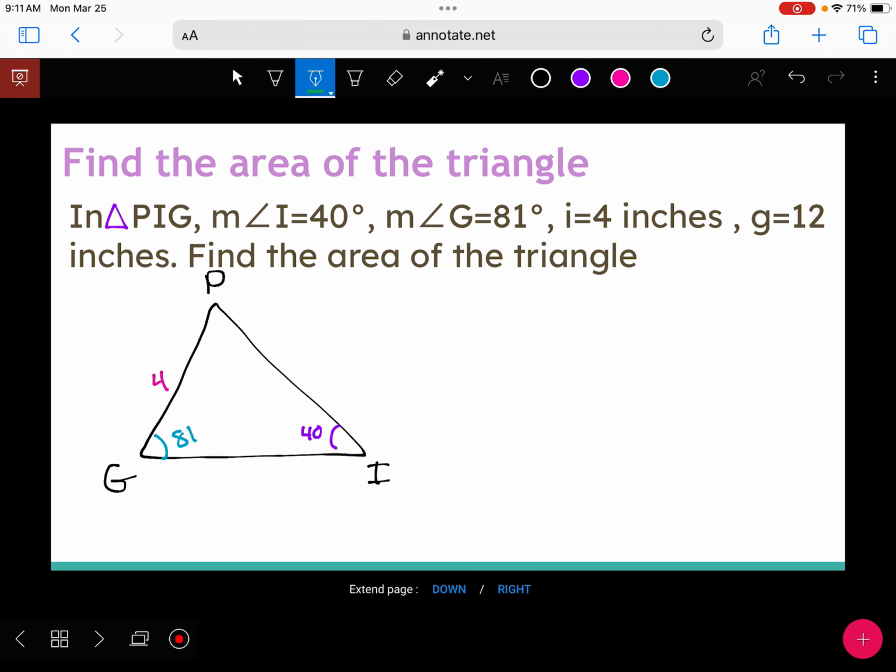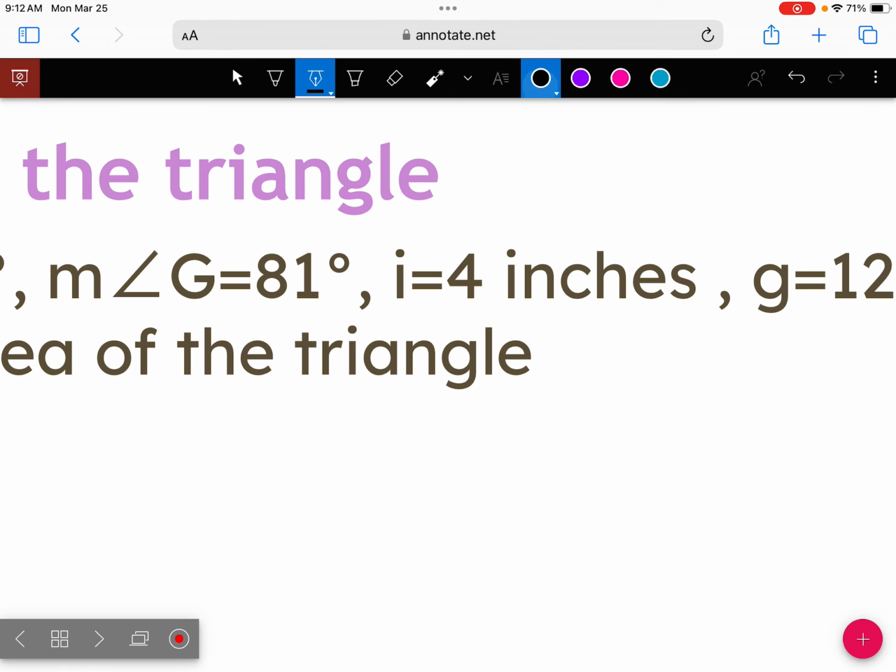And side G is 12. And we have been asked to find the area. To find the area, we need an angle and two sides that touch it, because our formula for our area is 1/2 AB sine C.